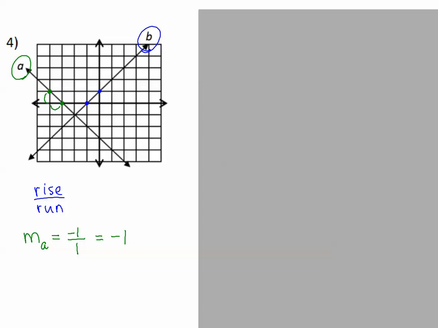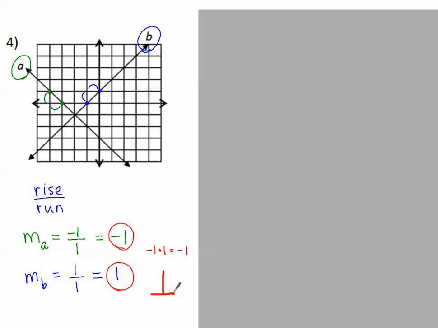Now let's count for the slope of line B. From left to right, I go up 1 and then over 1. So the slope of line B is positive 1 over 1, which makes positive 1. So what do we think about these slopes? Well, if I multiply them together, negative 1 times 1 makes negative 1. And when I multiply and I get negative 1, remember what that means?